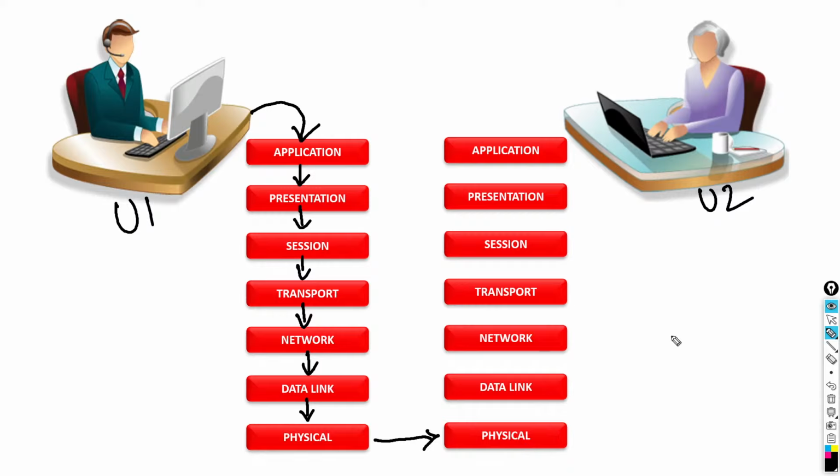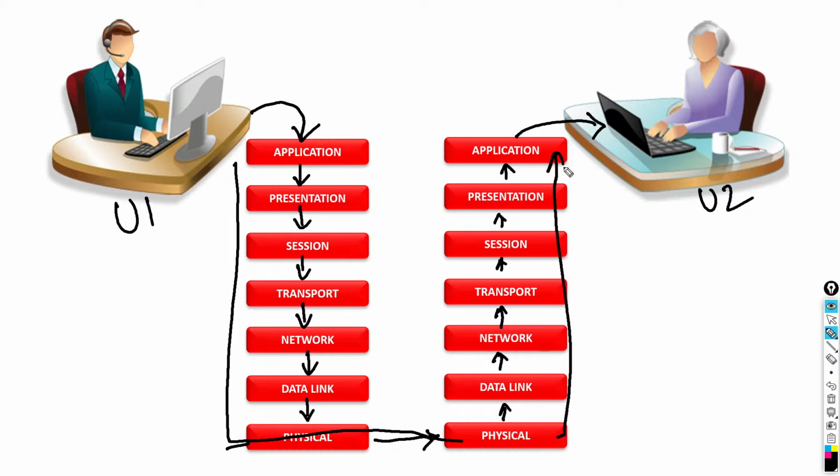On the receiver side, data will go via the physical layer to the data link layer, network layer, transport layer, session layer, presentation layer, and then it will reach the application layer and the user is able to access the data. This is how data transfers in a network. It is not like the user will send through the application layer and user 2 will receive only at the physical layer. That is not possible at all. So it has to travel two ways. Like this it will go, and again it has to follow the reverse direction. Clear?